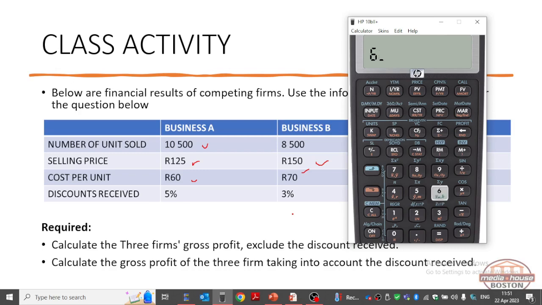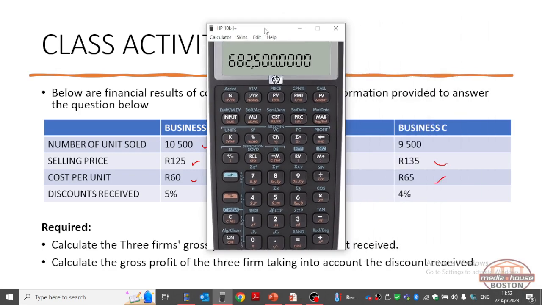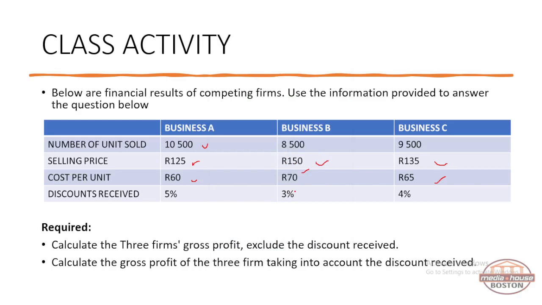So the previous one we had 65 multiplied by 10,500. So I just want to put this in my mind. It's 682,500. The current one we've got 680,000. And then for number C, we are going to have 135 minus 65 multiplied by 9,500. So this will give us 665,000. So by just the look of the three gross profits, this one is 682,500, this one is 680,000, and the last one is 665,000.